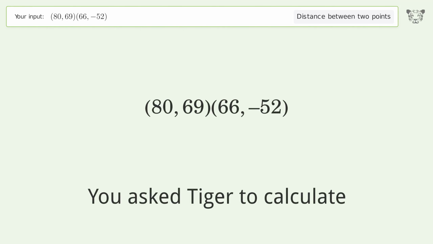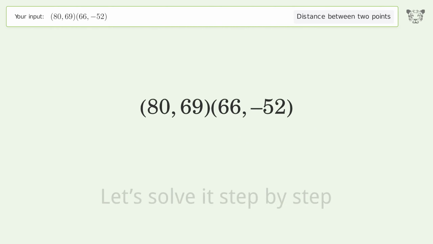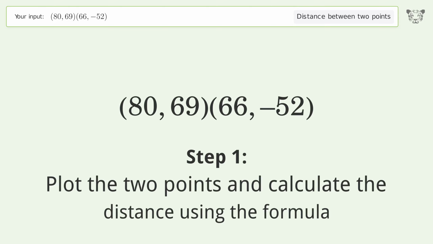You ask Tiger to calculate. This deals with the distance between 2 points. The distance between the 2 points is the square root of 14,837, or 121.807. Let's solve it step by step. Plot the 2 points and calculate the distance using the formula.